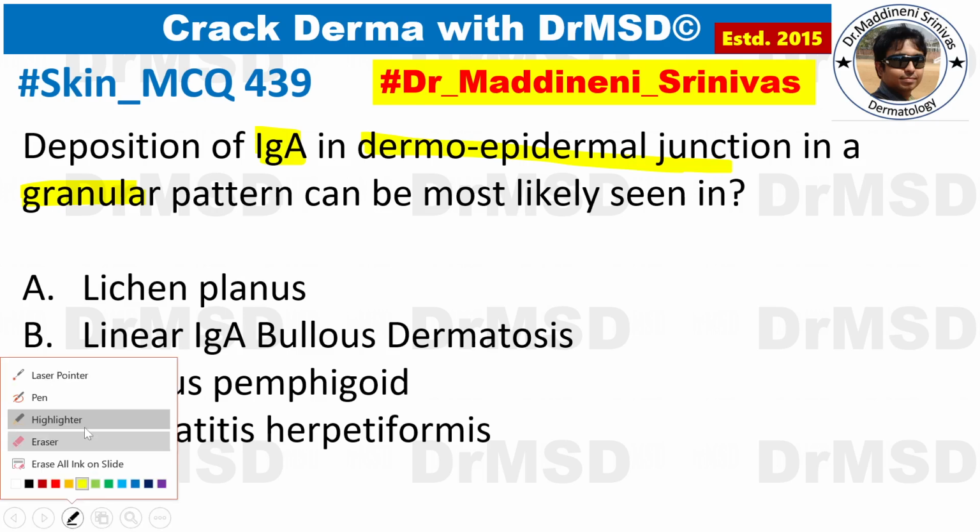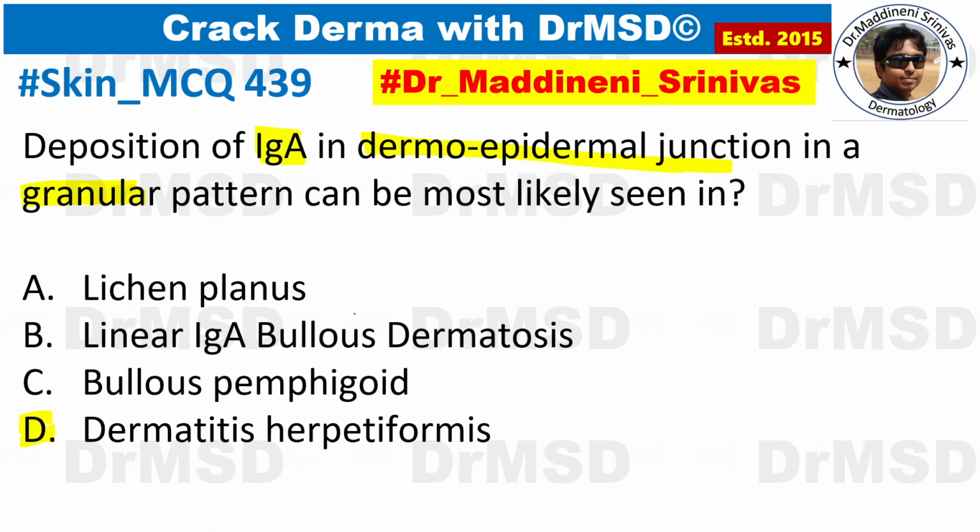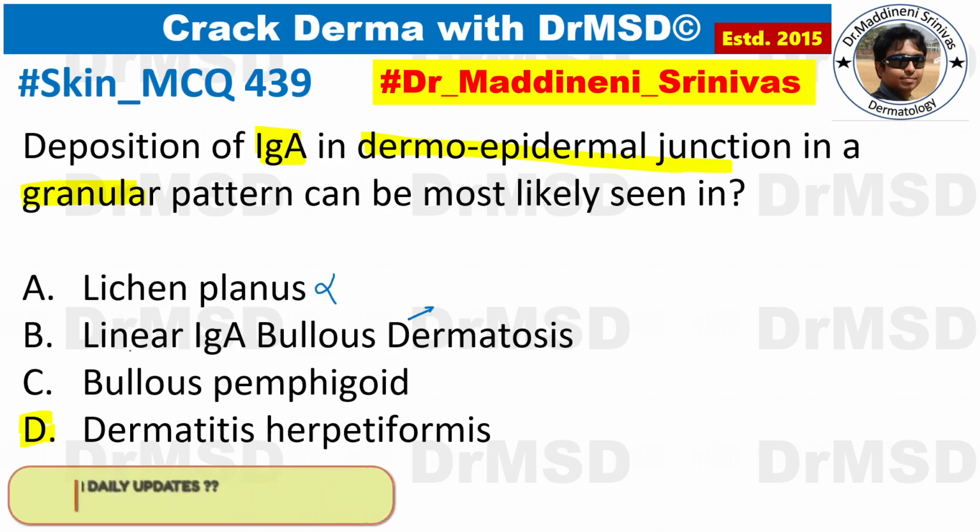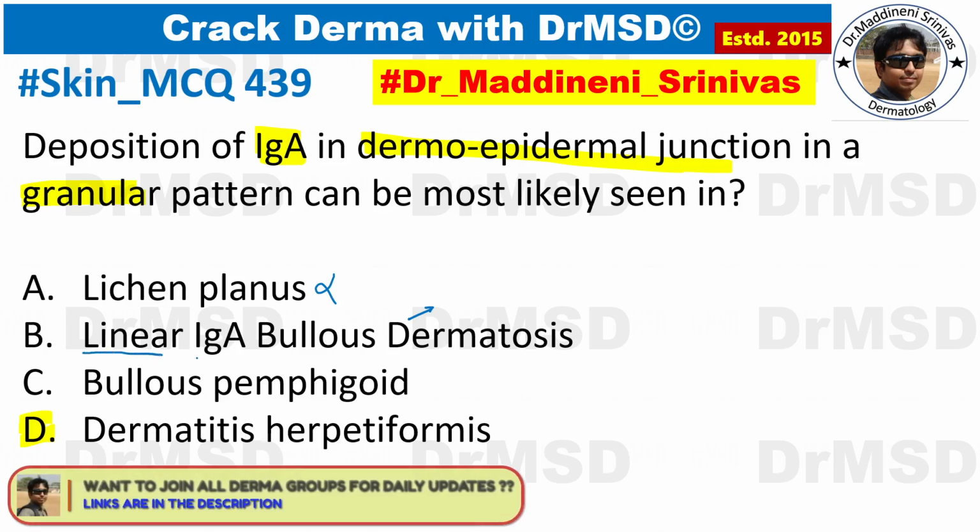So let us quickly see what will be the DIF findings in other options. So lichen planus, it is a papulosquamous disorder, and at your level you need not know what will be the DIF finding in lichen planus. And coming to option B, LABD, linear IgA bullous dermatosis, this is going to be the pattern which can be seen, that is IgA deposition in a linear pattern along the basement membrane zone or dermoepidermal junction is the DIF finding.